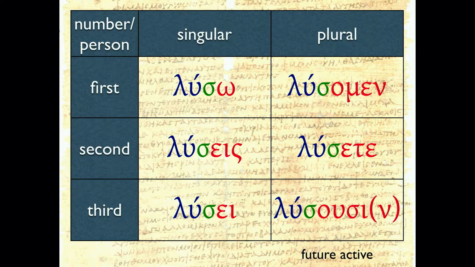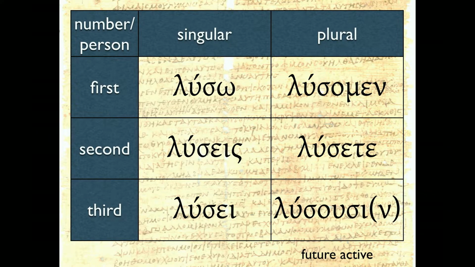We have our stem, lu. We have our sigma that tells us we're going into the future. And then the present active indicative endings that we've seen before, luso, luseis, luse, lusomen, luseite, and lusousi. The very same endings that we had before, all showing up again. And again, we can translate luso either I will loosen or I will be loosening.